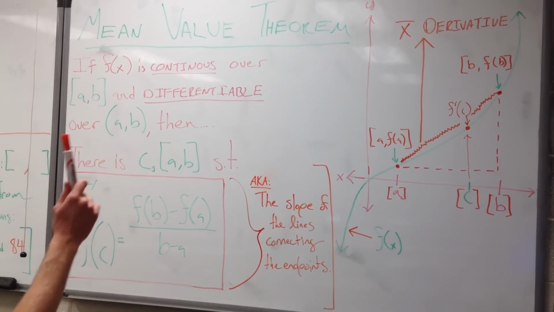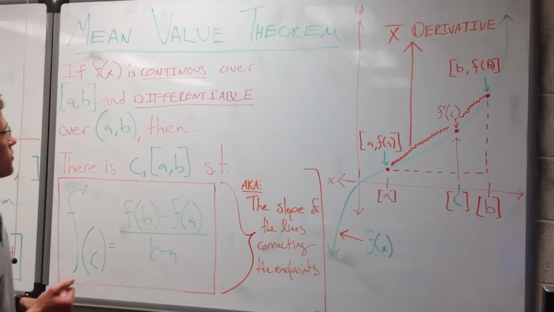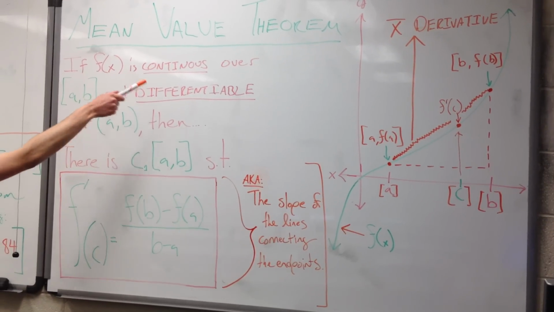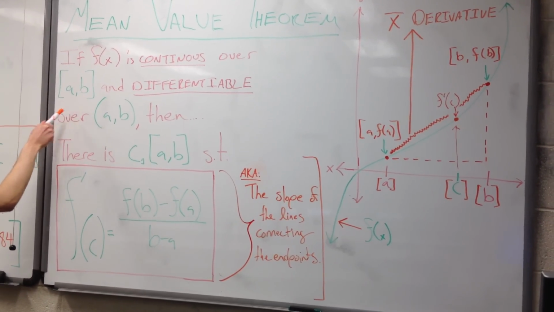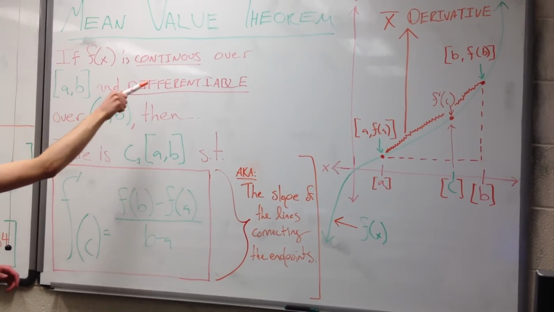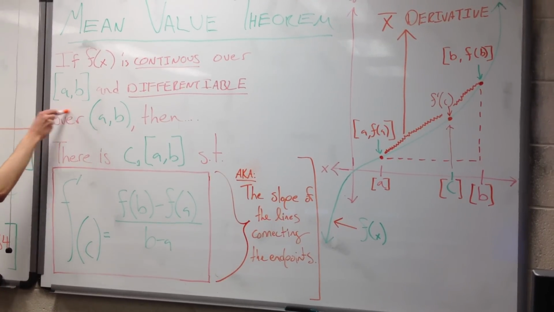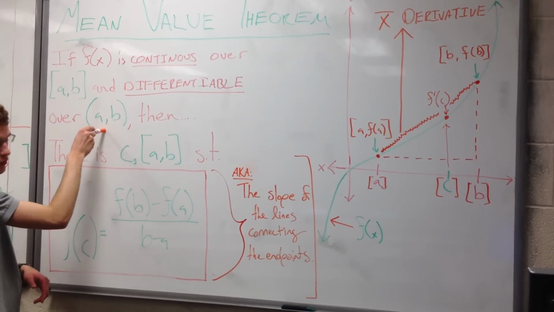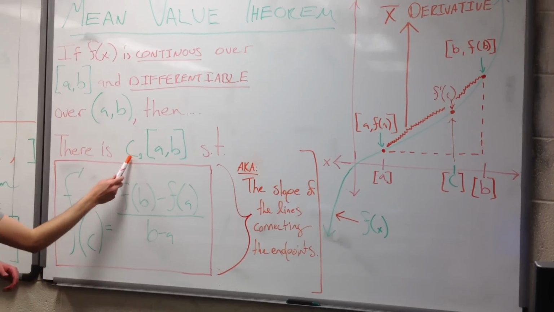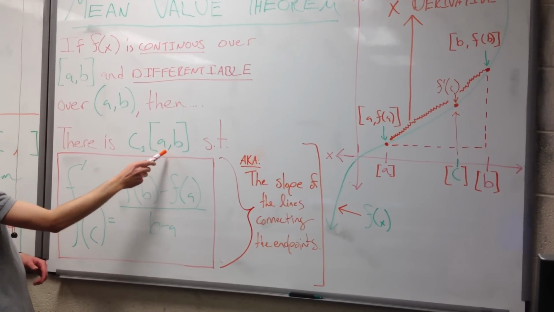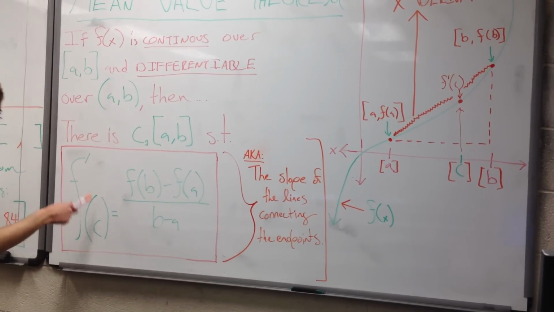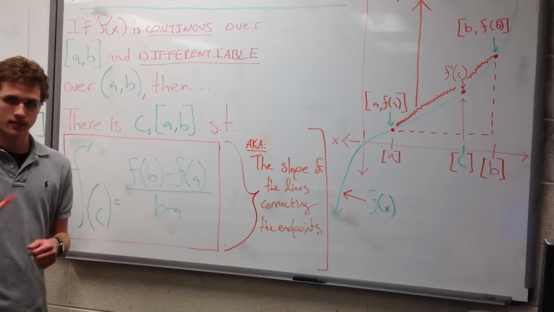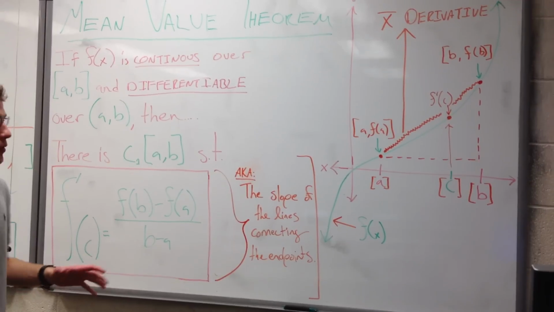So, let's look at the technical definition of the mean value theorem, or a semi-technical definition, which says, if f of x is continuous over a to b, and notice this is a closed interval, if f of x is continuous over the closed interval a to b, and differentiable over the open interval a to b, then there is a c in (a, b) such that f prime of c equals f of b minus f of a over b minus a. It's a mouthful. Let's break it down.